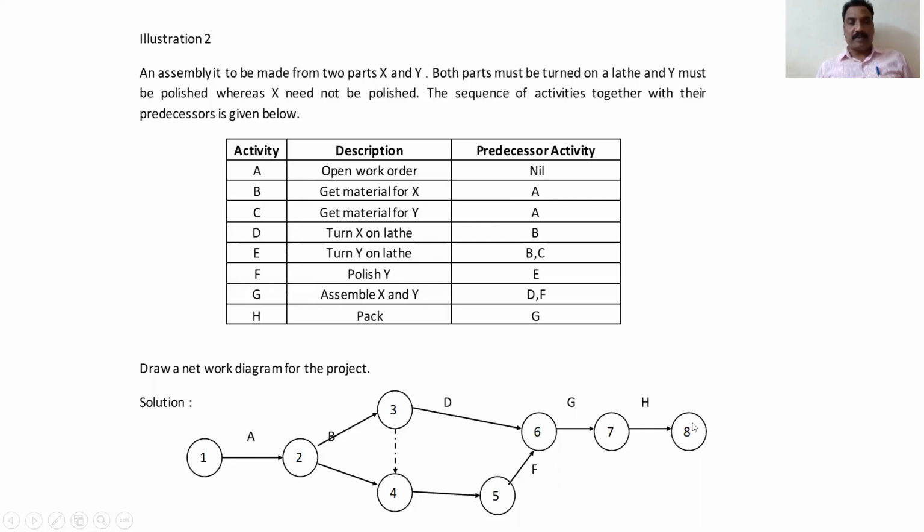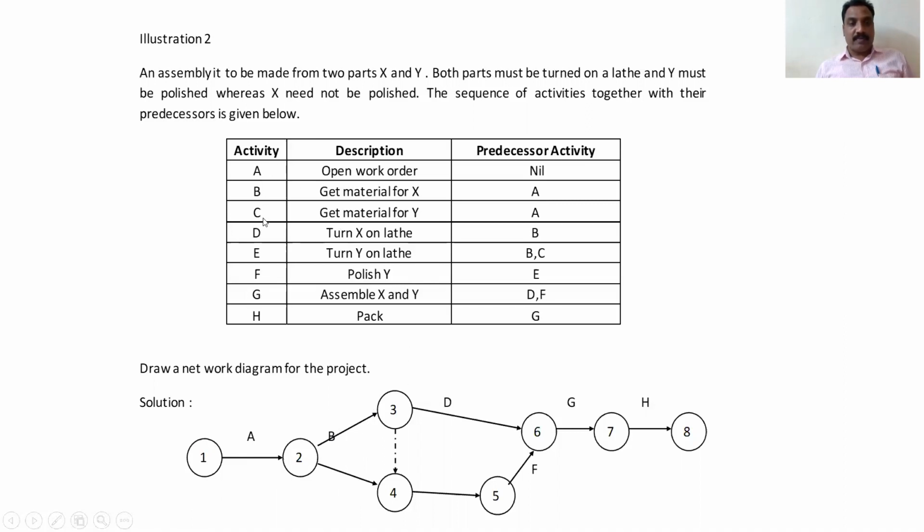Now go to the second one. These are all numbers, and one by one I'll explain. Activity B is preceded by A. That means if you want to start activity B, activity A must be completed. Now you take one more arrow from 2 to 3. This is next to 2, so the next number automatically is 3. You name that arrow as activity B. So 1 to 2 is over, 2 to 3 is over.